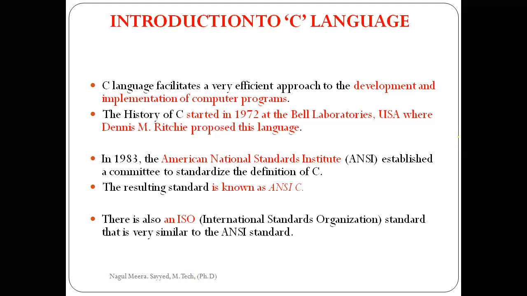The syntax of C language is the basis for all the other programming languages like C++, Java, or any other modern programming language. That's why the C language is very popular. So here the history of C language starts in 1972. Who developed it? Dennis Ritchie, at AT&T Bell Laboratory in the US. In 1983, the American National Standards Institute, simply ANSI, established a committee to standardize the definition of C.